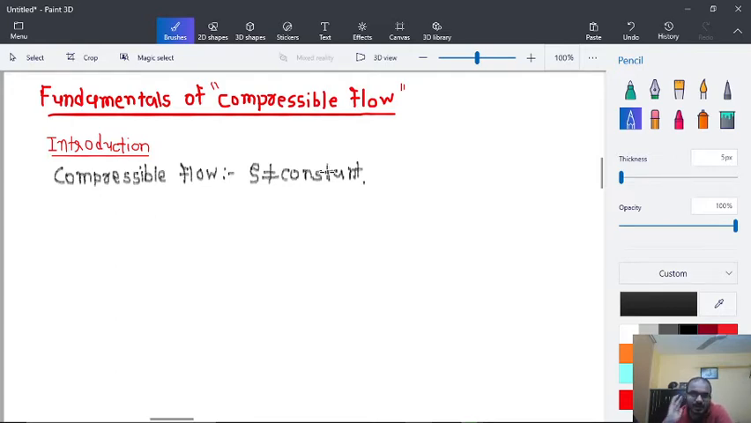So that is the definition of compressible flow, that density varies in this case, and once the density changes, its specific volume will change, and consequently the other properties like pressure and temperature will also get affected. So we need to study this part, and let's take a few examples of compressible flow.